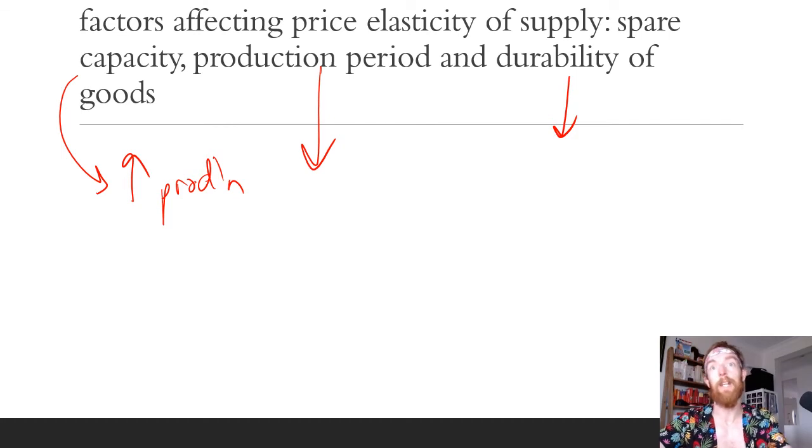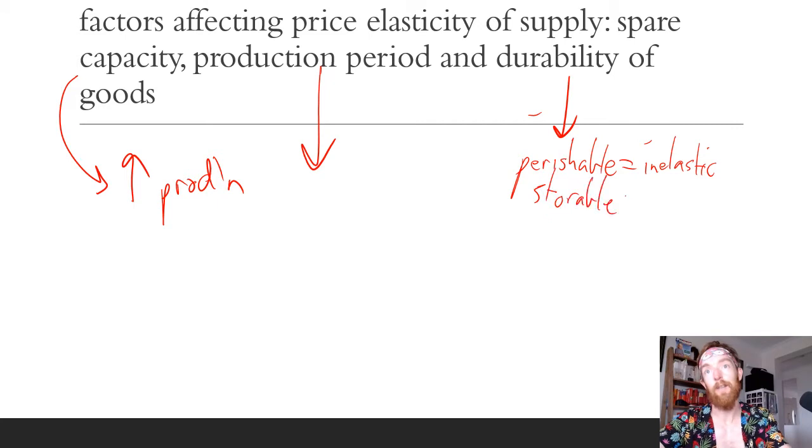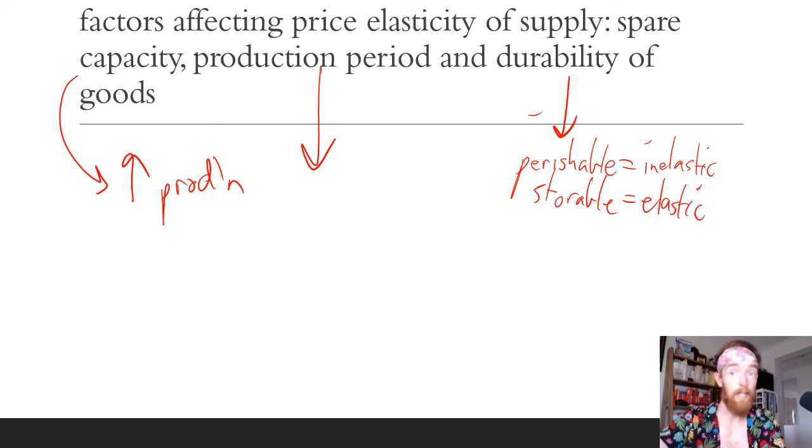Things that are perishable are inelastic, because it's hard to supply more when you can't store them. And if they are storable, they tend to be more elastic. So once again, it's the exact same deal as with questions about demand. You're either going to have to identify what they are in a multiple choice question, or in short answer, be able to use one of these factors to explain what you are talking about.